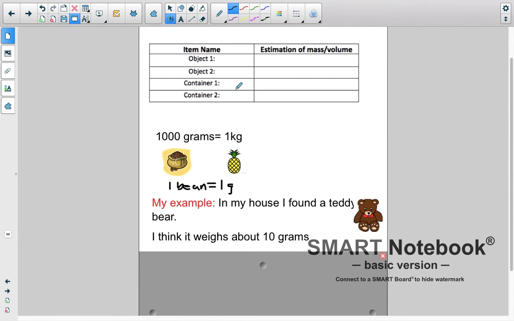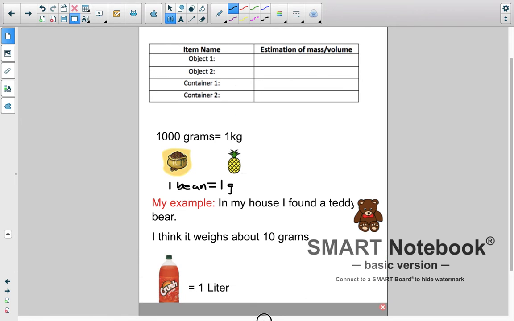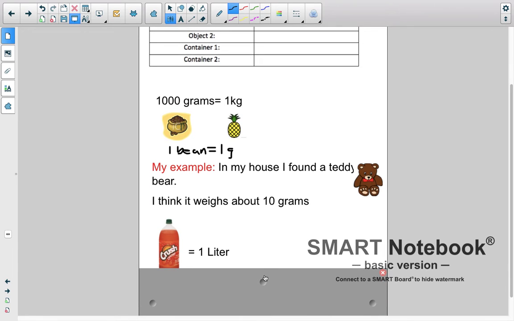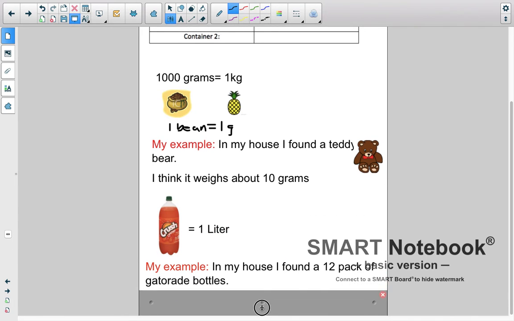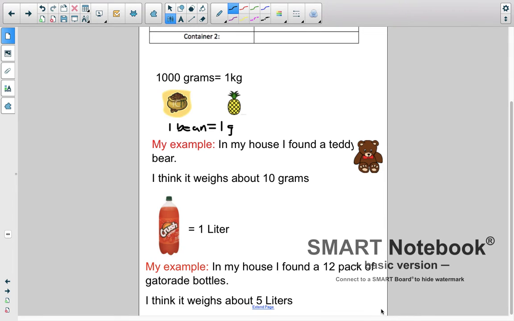Now let's look at the liquid one. So remember, for the container, you have to have a liquid for it. So I put about a bottle of Crush is going to equal 1 liter. So I looked in my fridge and I found a 12-pack of Gatorade. So I said, in my house, I found a 12-pack of Gatorade bottles. And I know that carrying that 12-pack of Gatorade bottles is a lot heavier than a bottle of Crush. So I said, I think that my Gatorade is going to weigh about 5 liters because I know it's heavier. So I think it weighs about 5 liters.